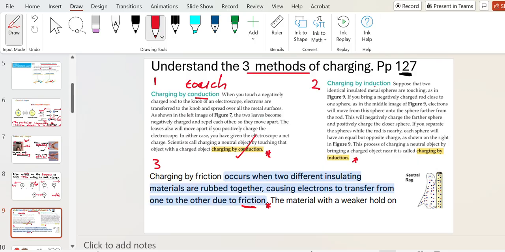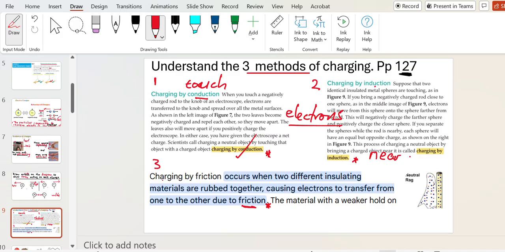Then induction. There is no touch. The charged object and the object being charged are not touching each other. You just bring it closer or near the charged object. Then there will be movement of electrons. Please, we talk about movement of electrons only. It's the electrons which move, either moving away or moving into the object.